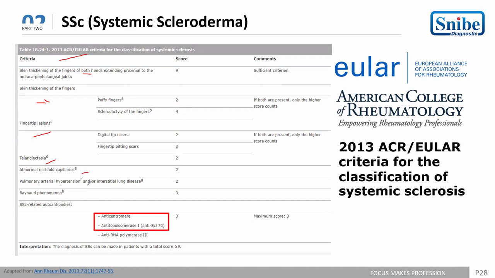telangiectasia, abnormal nail fold capillaries, pulmonary arterial hypertension, Raynaud phenomenon, and SSc-related autoantibodies: anti-centromere, anti-topoisomerase (anti-Scl-70), and anti-RNA polymerase. So these are the serological autoantibody tests that are done. The diagnosis of systemic scleroderma can be made in a patient with a total score of 9 or greater. If the total score is greater than 9, it may lead to the diagnosis of systemic scleroderma.